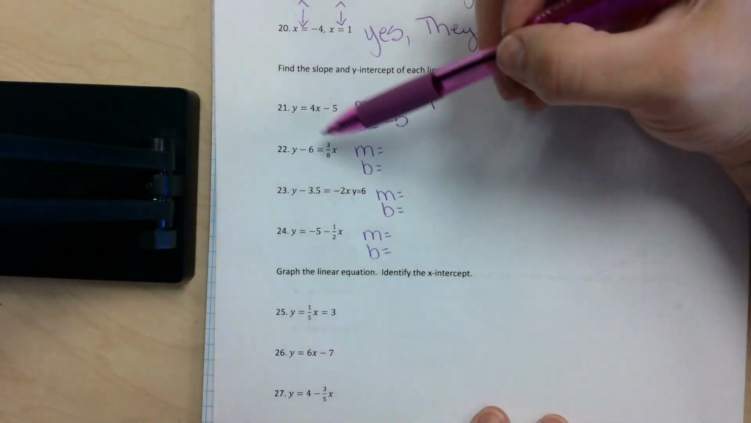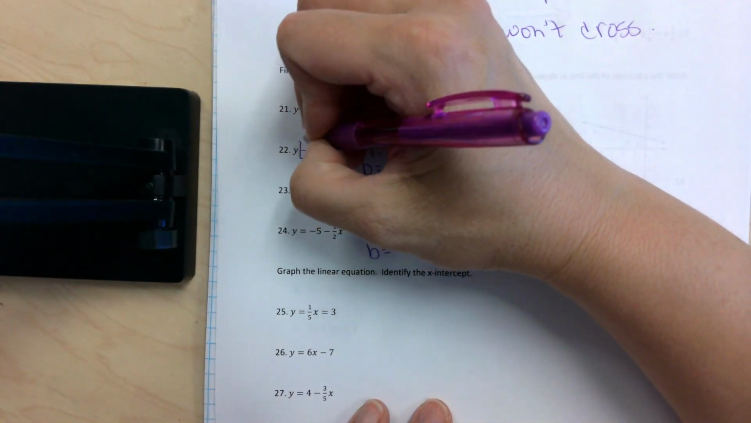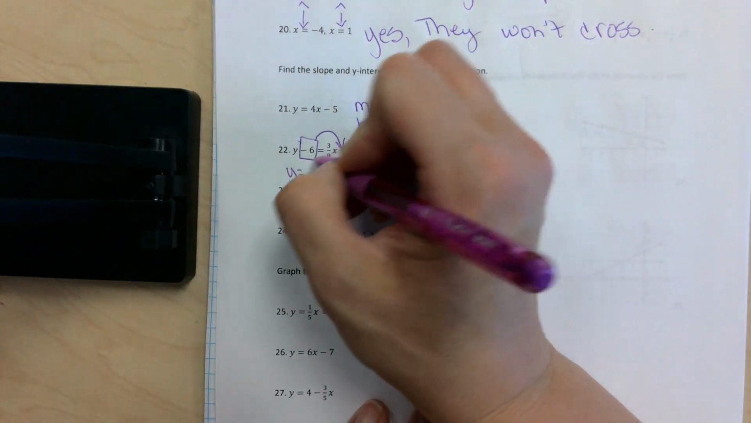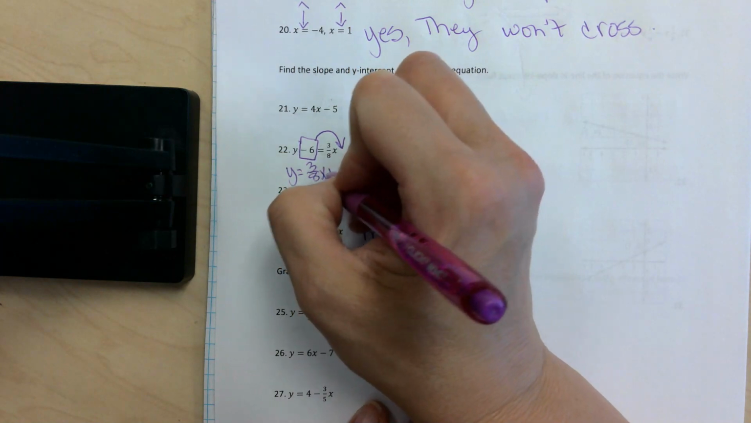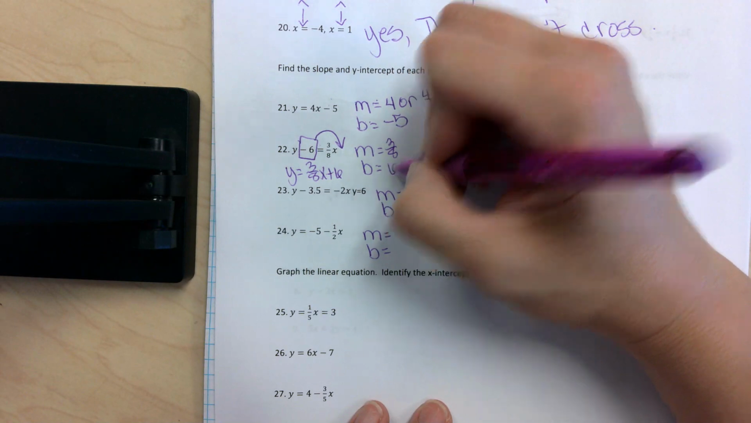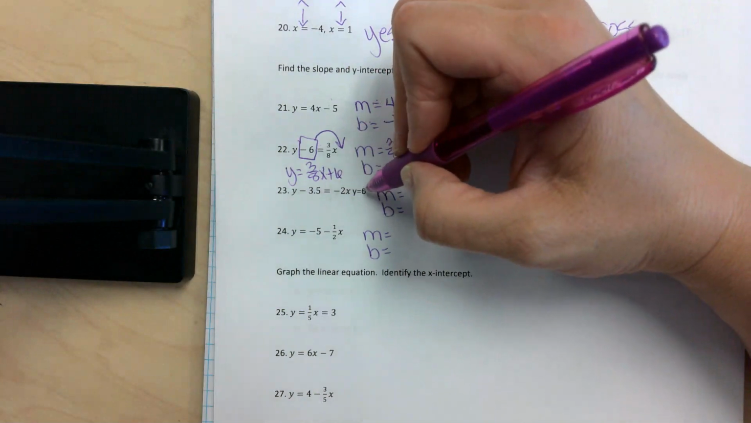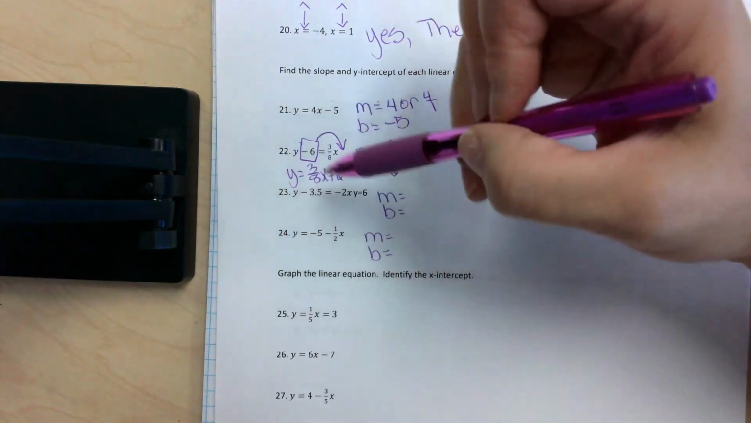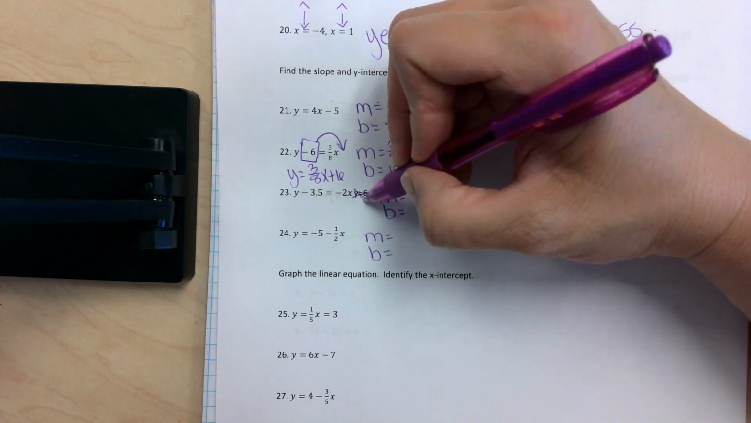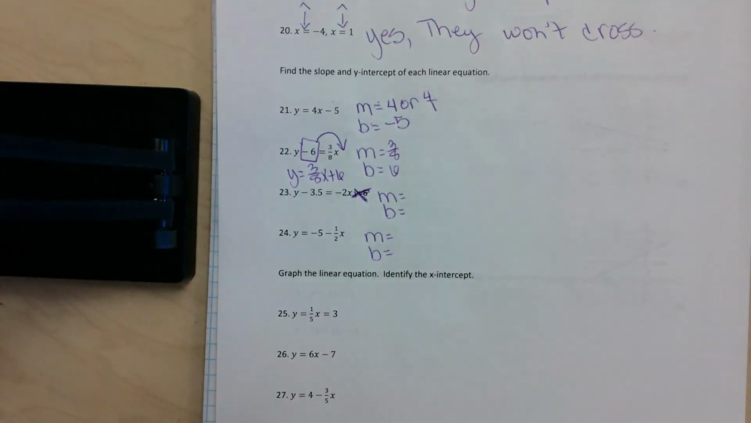What's my b? -5. Is this one in the right form? What's in the wrong spot? My 6. When I move it to the end, it won't be negative, it will be positive. So now my m is 3/8 and my b is +6. This one has a typo because when I reformatted, this was supposed to be number 24, y equals 6, but it got put on the end of 23, so just do that, and I'm sorry about that.